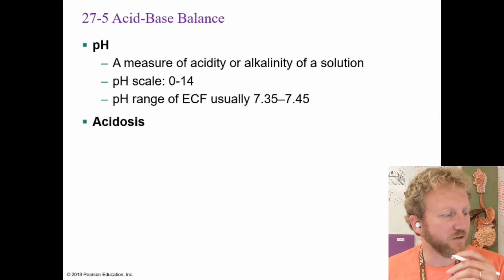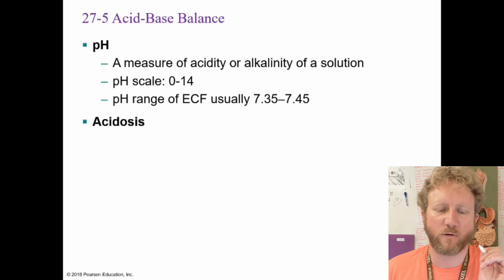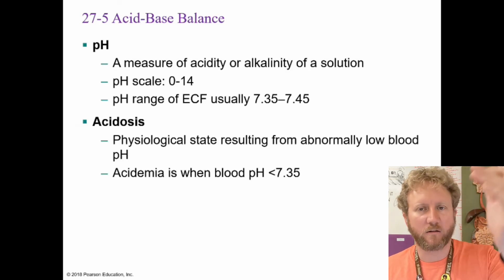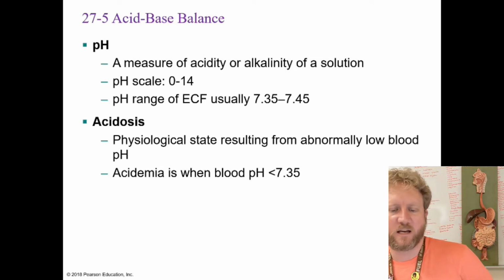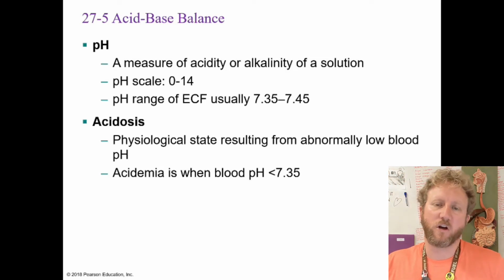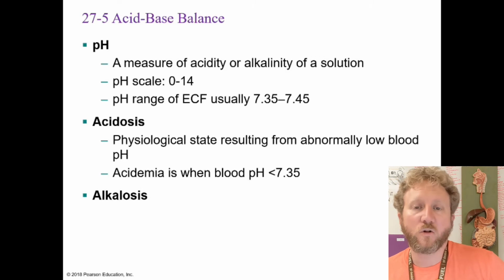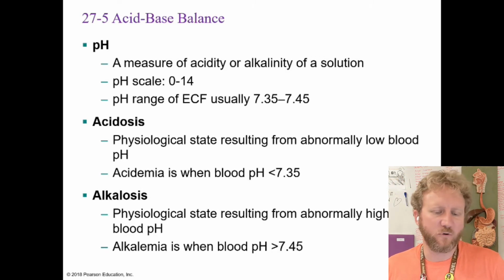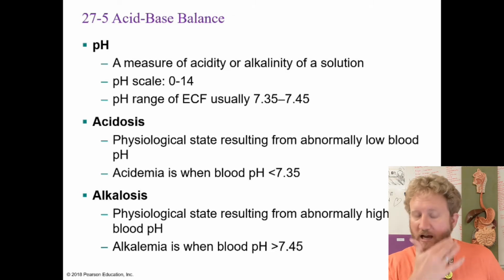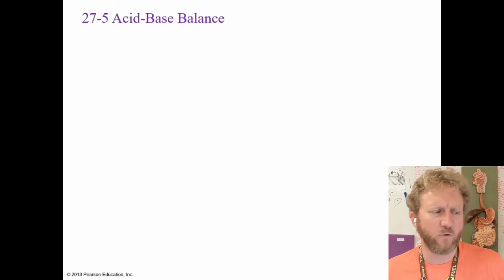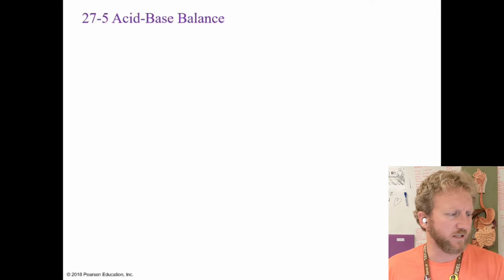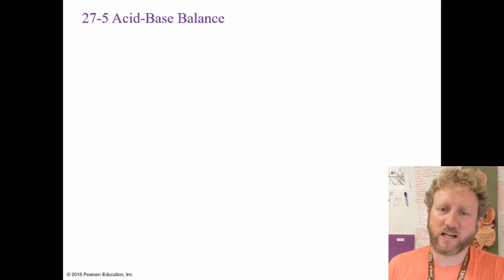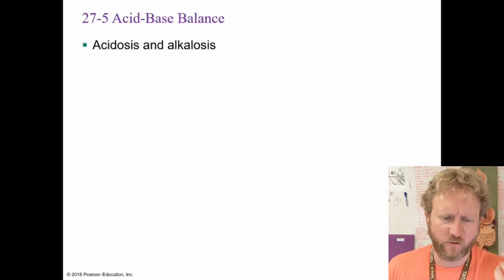Acidosis is when you have an abnormally low blood pH, like less than 7. Acidemia is when the blood just simply drops below 7.35. Alkalosis is the opposite. Alkalemia is when it's slightly more basic, abnormally high is alkalosis. Now, we want to try to avoid those two states because that would stink for your cells and you as a general person.